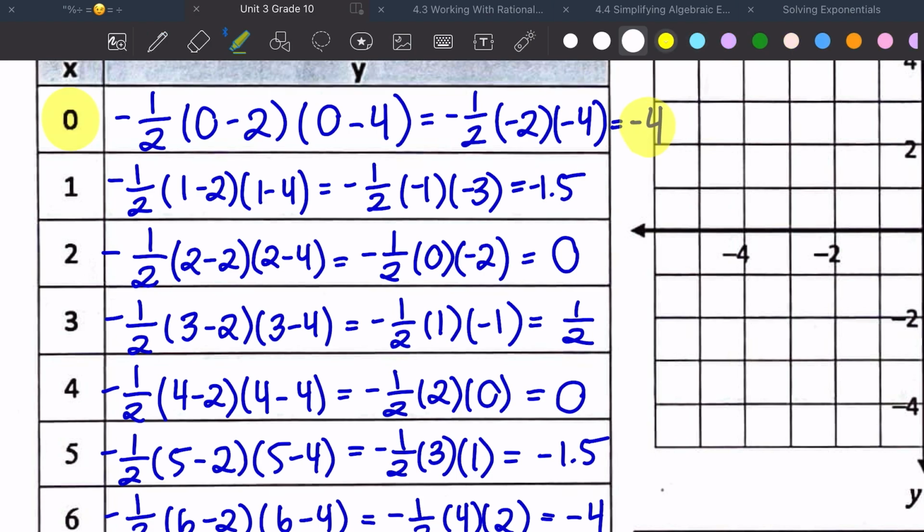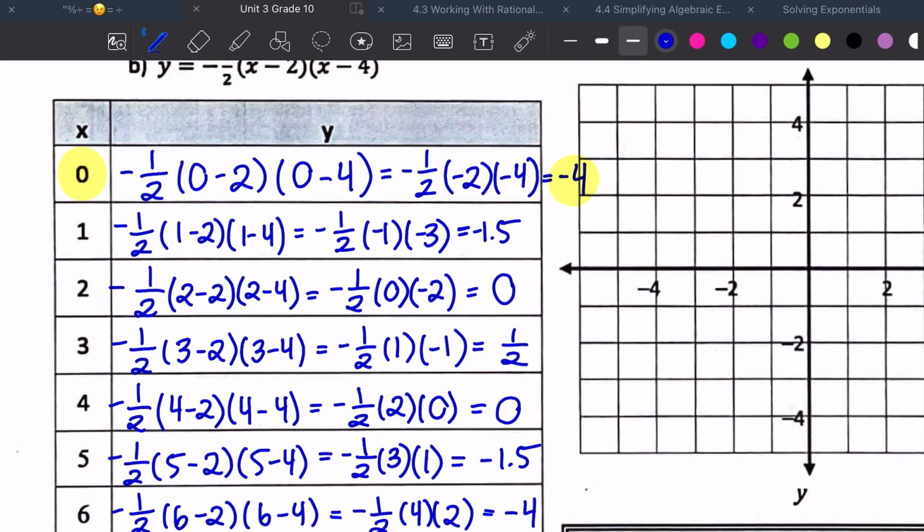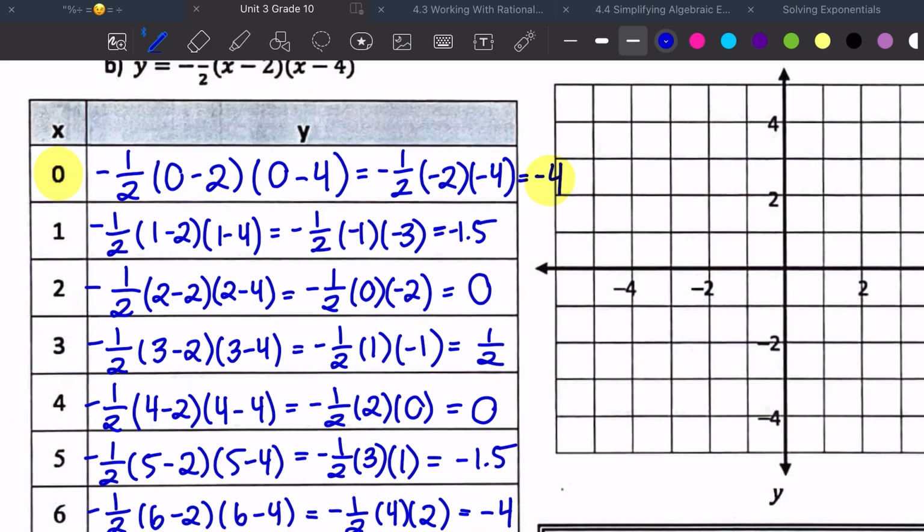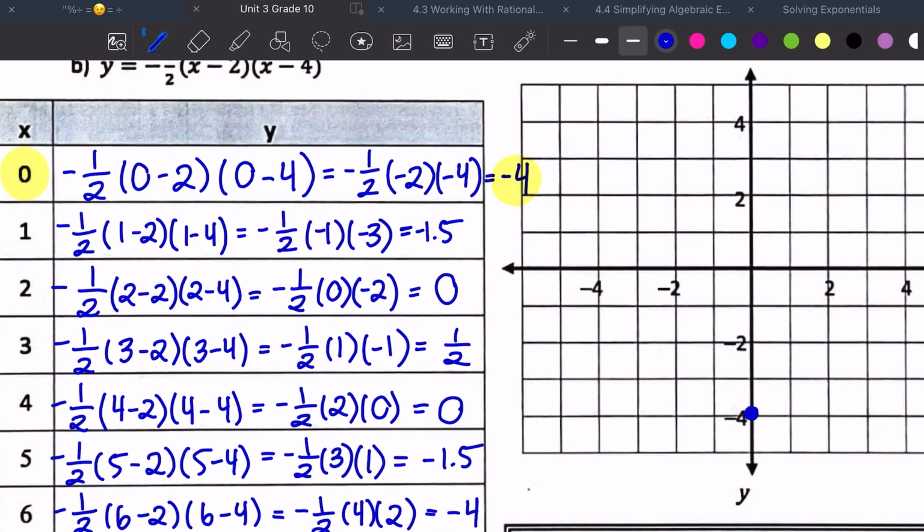So again, this is my x value. This is my y value. So this is going to be at 0, negative 4. So I know when x is equal to 0, I'm at negative 4. So I'm all the way down here. Right? And I keep going. At 1, I'm at negative 1.5. So like about here-ish, a little after 1, midpoint of that square.